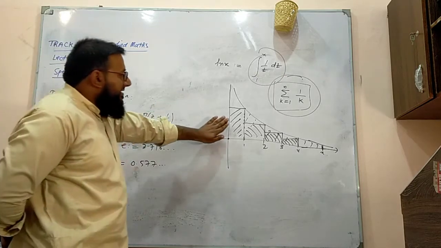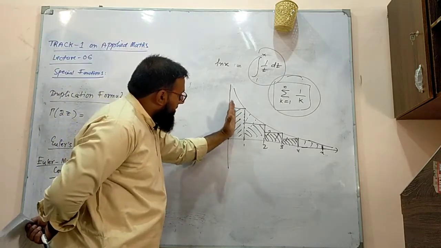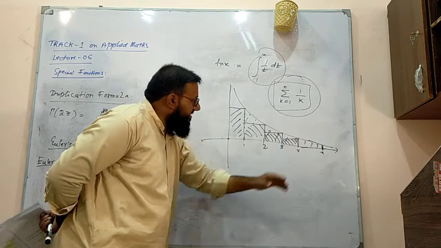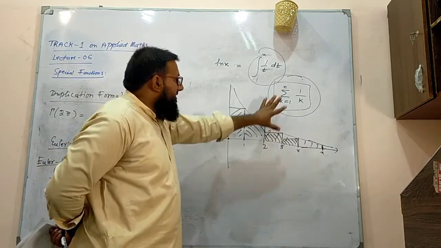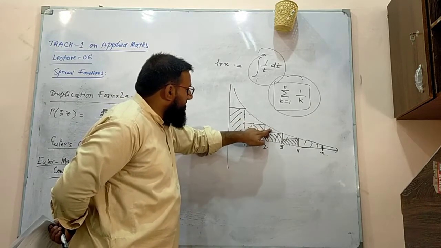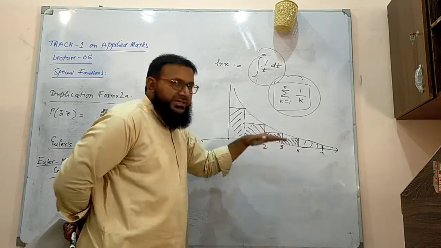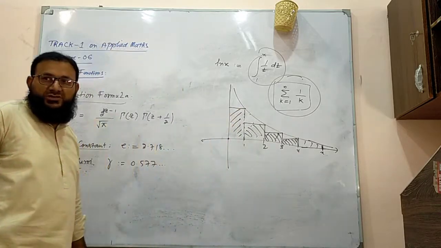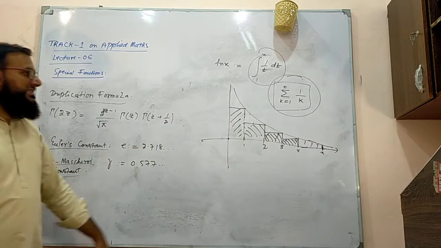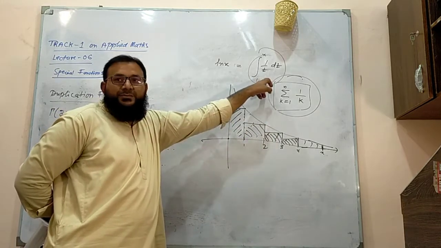This log x area, this portion is not included. This starts from 1 and this is the area. And in this area, only these parts are removed, and these parts are becoming smaller and smaller. But this whole chunk is involved in this one. So this looks like a bigger area as compared to this.